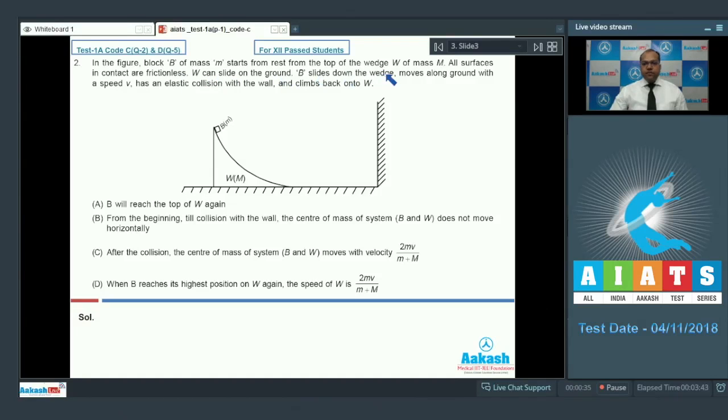B slides down the wedge, moves along the ground with a speed V, has an elastic collision with the wall, and climbs back onto W. Then we have to check the validity of these statements. It is given in the question that all surfaces in contact are considered to be frictionless.